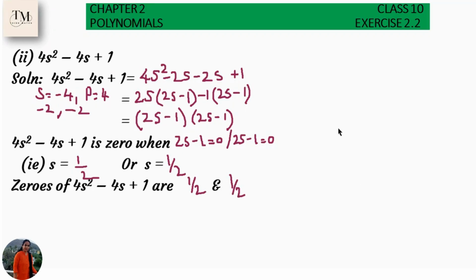Now we have to prove the relationship for the sum of the zeros. So what are the zeros here? 1 by 2 plus 1 by 2. So half plus half is 1.